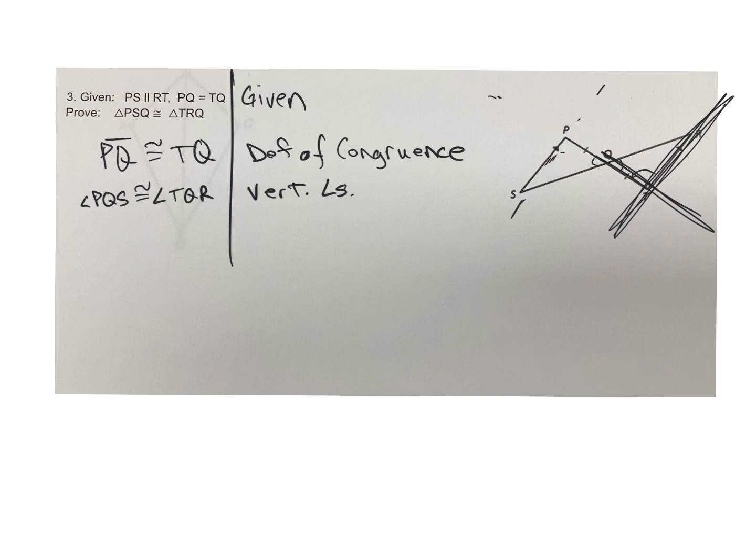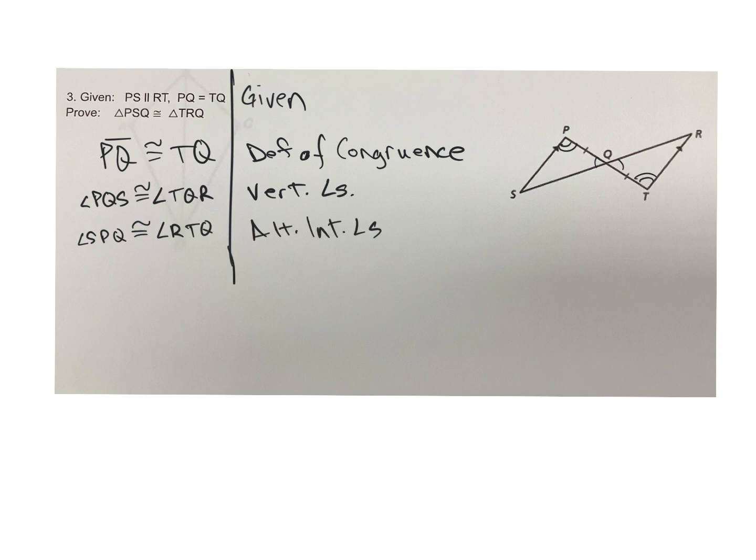So I'll erase all that I just did and write it on there again. Alternate interior angles. So say it. Angle SPQ is congruent to angle RTQ, alternate interior angles. And therefore, triangle PSQ is congruent to triangle TRQ. What is it? Angle side angle. All right, good.